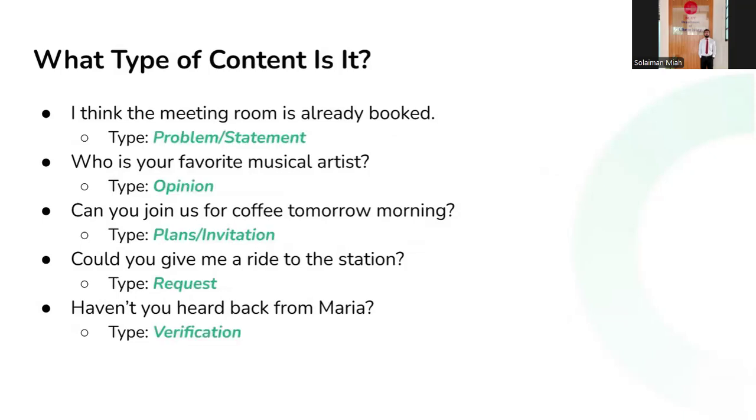Here are the correct content types for each example. Notice that questions don't always look like questions, and statements don't always sound serious. What matters is the intention, not just the sentence structure. The first example isn't a question, but it does talk about a problem. The response to that would probably give a solution to the problem.